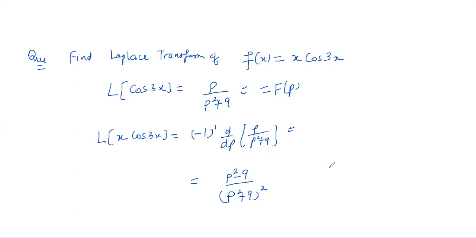Further, if I ask you what is going to be L of x square cos 3x, it is going to be minus 1 raised to power 2 times d2 by dp2 of p over p square plus 9. So 2 times you have to differentiate this f of p and then multiply with minus 1 squared; or you can say one more step you go ahead, and then there will be another negative sign coming out. You can do that yourself. As many times as x is multiplied, it's just going to lead you to finding more and more derivatives. So this is all about this question.